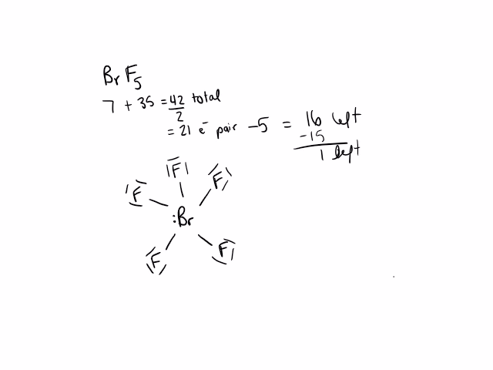Very large. Bromine is in period 4, so it's able to have more than 4 bonds to it. It doesn't have to, but it can if necessary, and it was necessary here. All right, let's do another one.